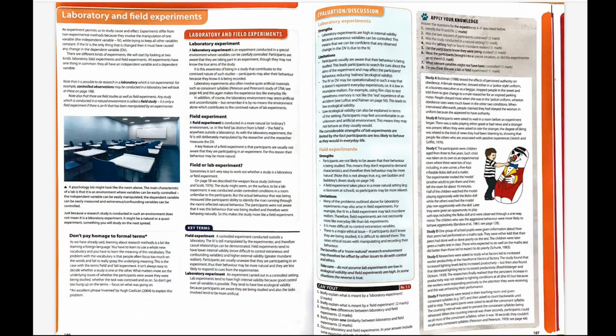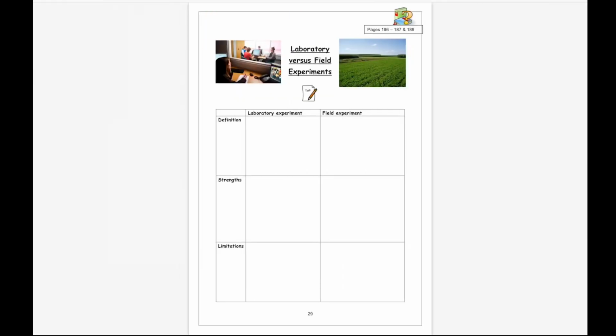For today's lesson, I want us to focus on the difference between lab and field experiments in psychology. This is on pages 186 to 187. I need you to have a read of this spread, and using your research methods workbook on page 29, you've got a nice structure for how I want your notes to look. So either you transfer your notes into the workbook directly or you have separate notes, which is absolutely fine.